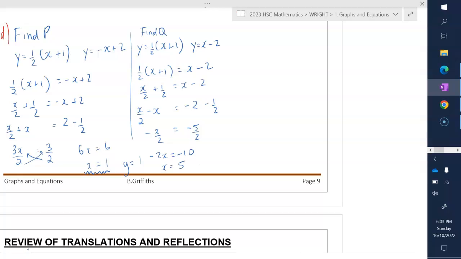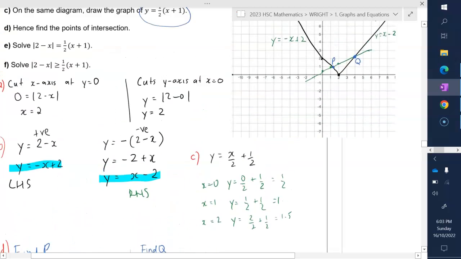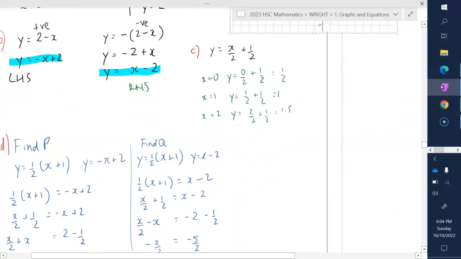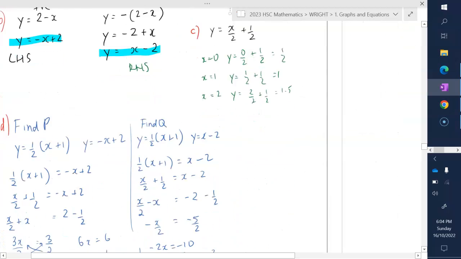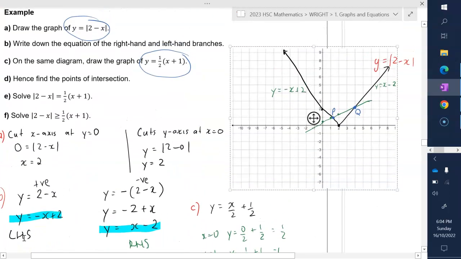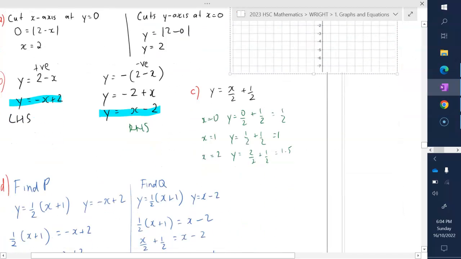If x equals 5, what's y equal? Y equals 5 minus 2, which is 3. Let's have a look. Does it match what we had up here? 5 and 3. Oh, sort of, a little bit. We're not great with those diagrams. But our answers are correct. If you pop them into Desmos, you'll get those two solutions that we've got down there.